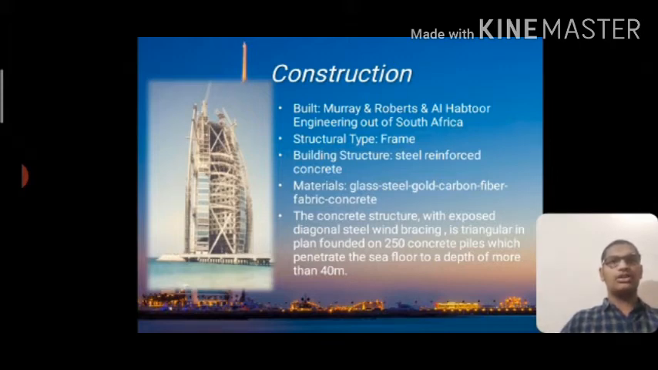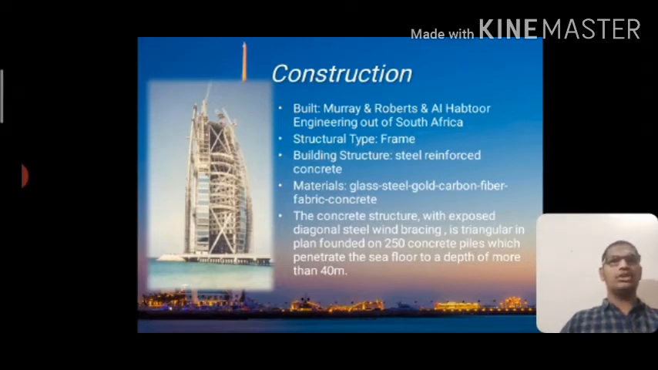In this type of concrete, steel is embedded in concrete in such a way that they act together to resist the load. The materials used for the construction of the building are glass, steel, gold, carbon fiber, fabric and concrete. The concrete structure with the exposed diagonal steel wind bracing is triangular in plan, founded on 250 concrete piles which penetrate the sea floor to a depth of more than 40 meters. This activity is done for a strong foundation.